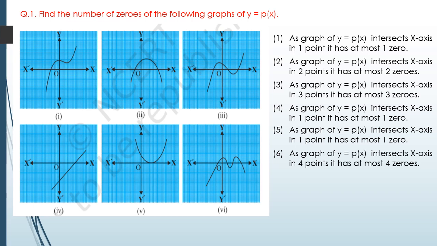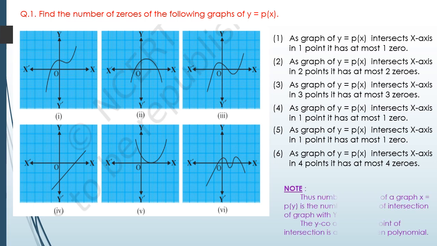Okay, so these are all the answers to these questions. Once again, we are going to see a note here. Okay, the note is what I told. Instead of y is equal to p of x, if we are given a polynomial x is equal to p of y, in that case this polynomial is nothing but a polynomial having variable y. See, thus the number of zeros of the graph x is equal to p of y is the number of points of intersection of the graph with the y-axis.